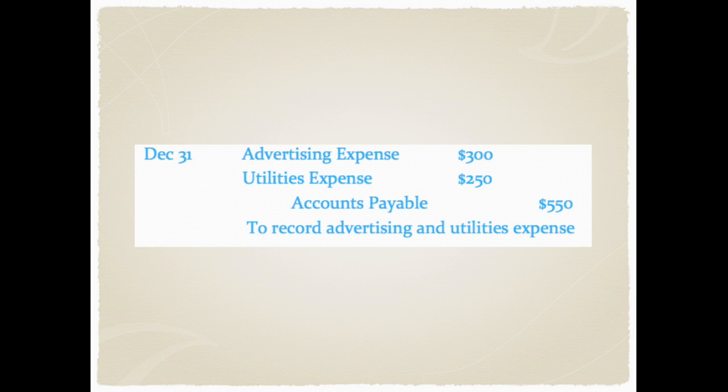So since there are expense accounts, the advertising and utilities, you would debit $300 and then debit $250. Then for accounts payable, you would add up both the expense accounts and credit $550 because you owe them money.